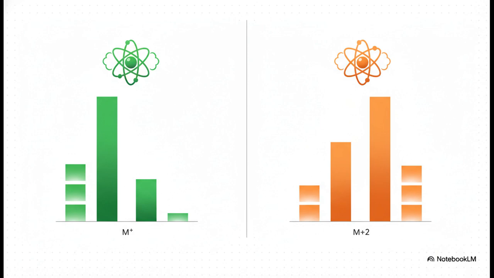And if you have a bromine atom, the M+2 peak will be almost the exact same height, a 1-to-1 ratio, because its two main isotopes, bromine-79 and 81, exist in almost equal amounts.